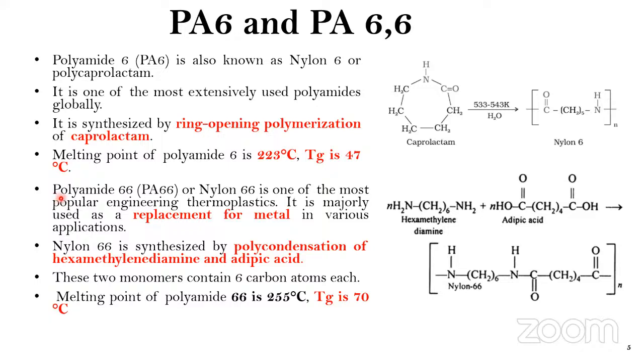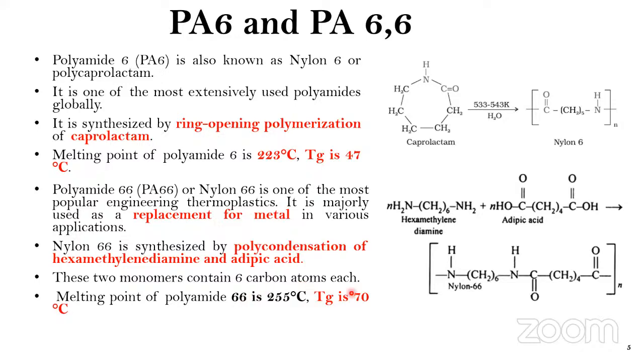So this polyamide 66, or nylon 66, is one of the most popular engineering thermoplastics. It is majorly used as a replacement of metal in various applications. We will see in a later section why nylon 66 is known for replacement of metal. We can replace the metal property also using this nylon 66 in quite many applications. This nylon 66 is synthesized by a polycondensation reaction of hexamethylene diamine and adipic acid. So we will get nylon 66.